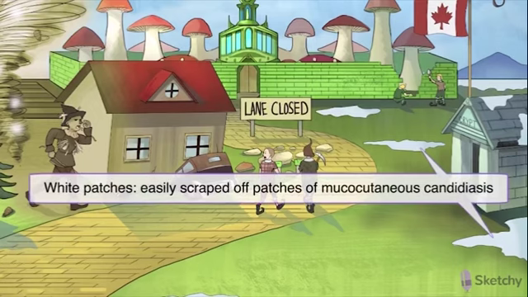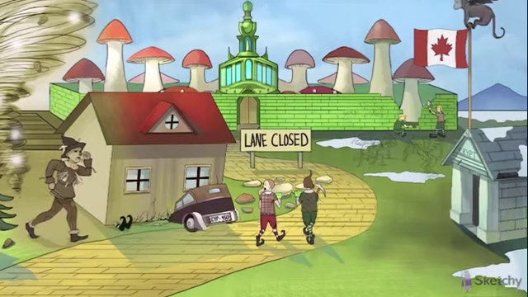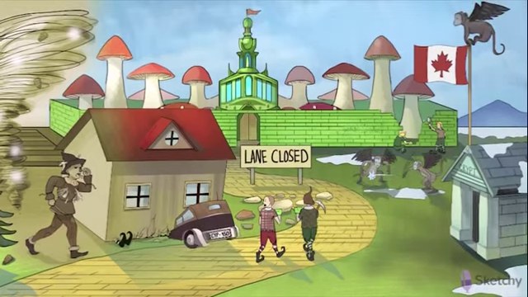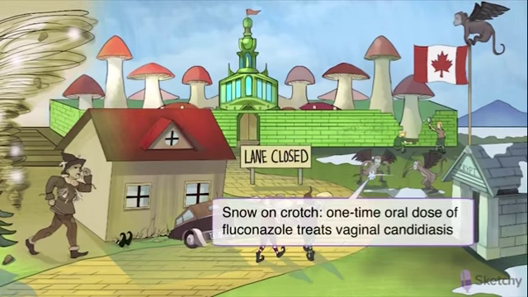Fluconazole has excellent activity against Candida species and is used as a one-time dose to treat vaginal candidiasis, as shown by this flying monkey getting pelted in the nether regions. Just one dose necessary there.